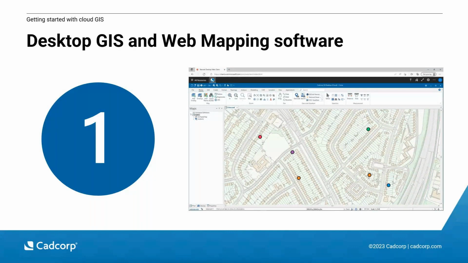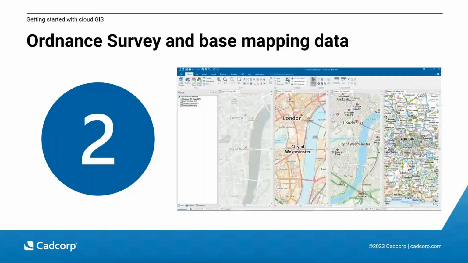The second part is the base mapping data. This is typically from the Ordnance Survey. The PSGA members, Ordnance Survey, have cloud mapping services, but it's not just Ordnance Survey datasets used for base mapping. Other datasets that are used include historic mapping, satellite imagery, and aerial photography.